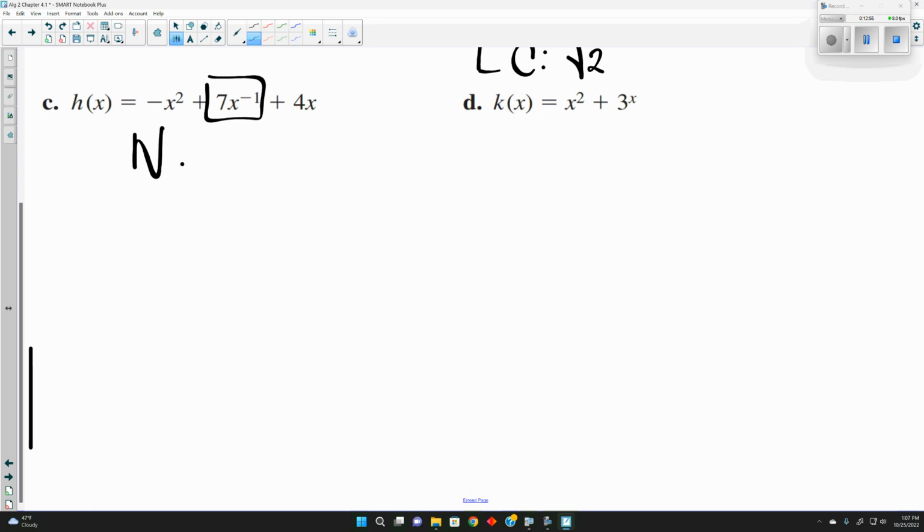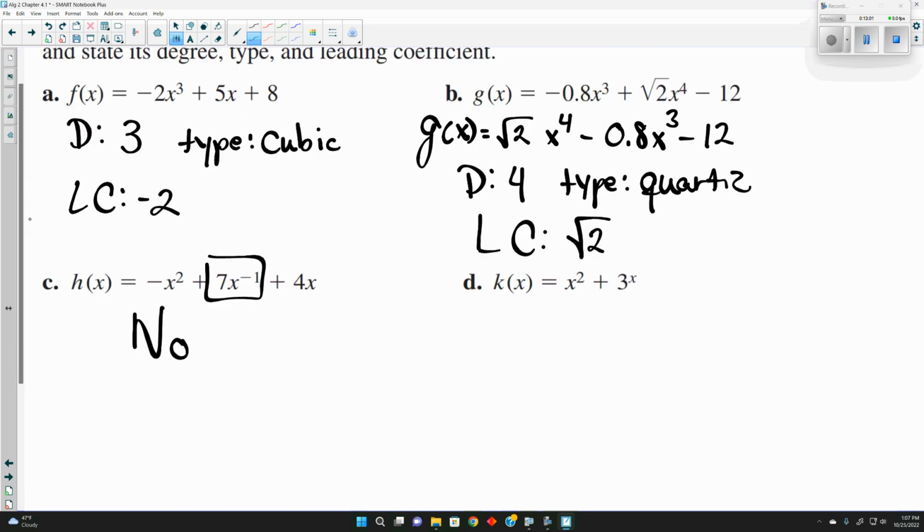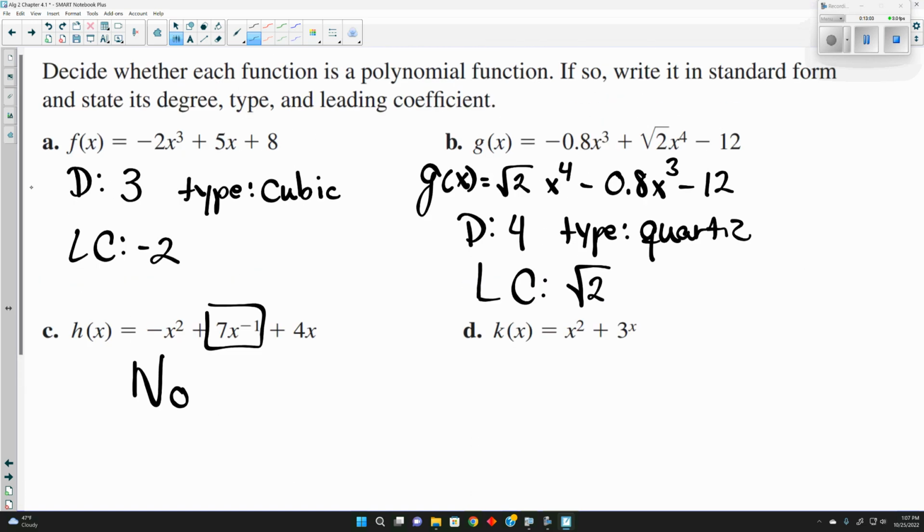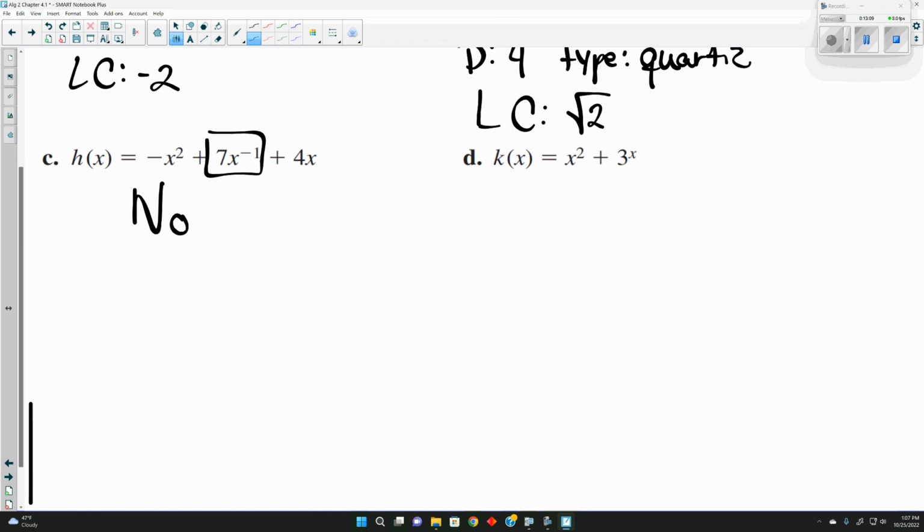Yep, so this is, no. So the instruction: decide whether each function is a polynomial function. If it is, then, yeah, here it's not, so it's just no. How about the next one?